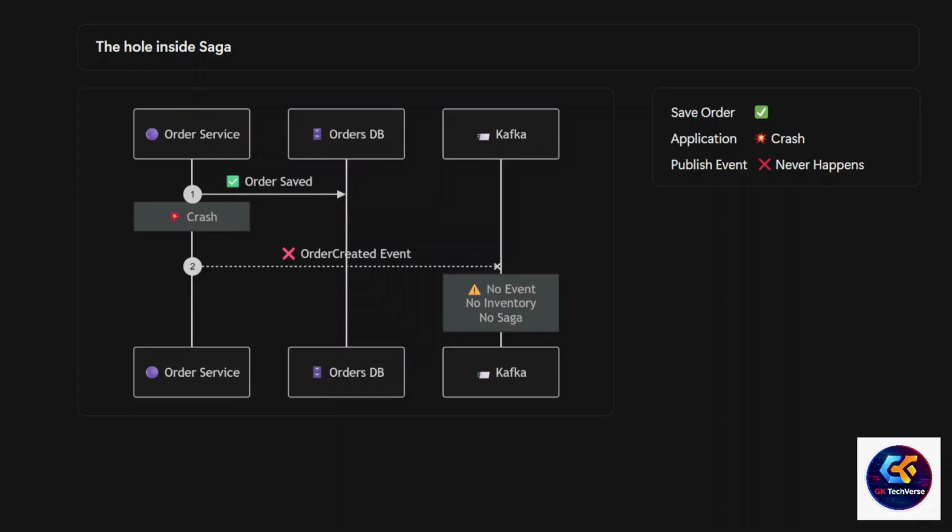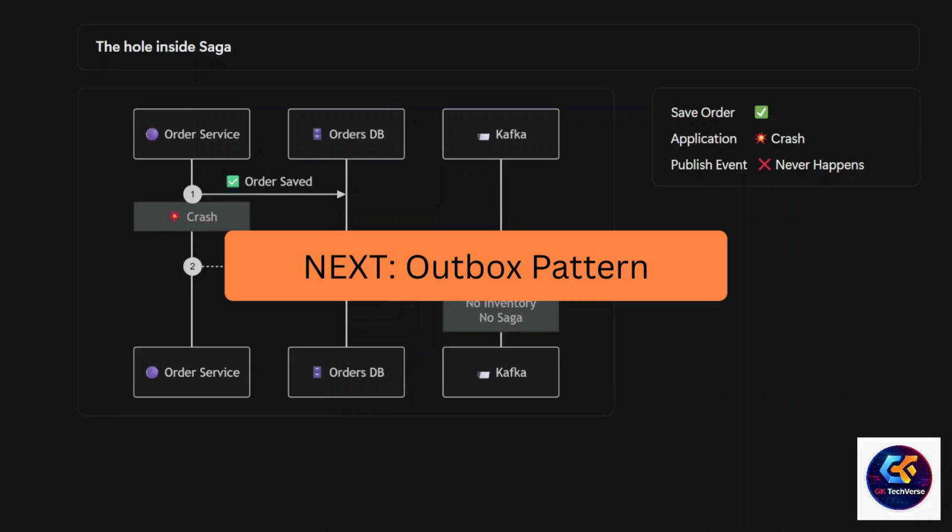How do you guarantee a DB write and a Kafka publish happen together atomically without a distributed transaction? This is one of the most common production issues in event-driven microservices. So how do companies guarantee that a database write and a Kafka event happen together without using distributed transactions? That's exactly what we will explore in the next video, the outbox pattern.